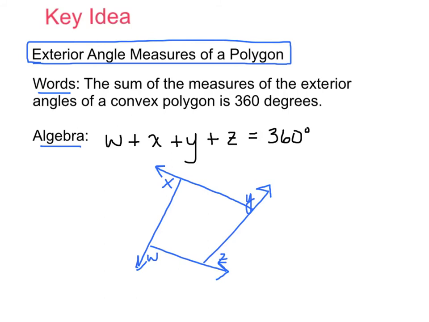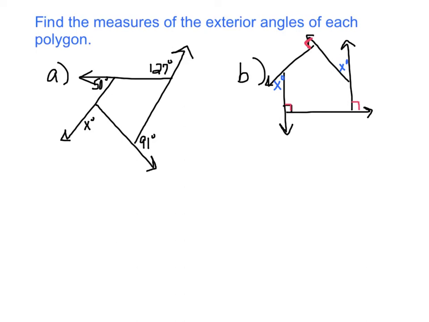So here's an example that I'm going to draw a picture for. Here we have a four-sided figure. And if we add up all of the angles on the outside, W, X, Y, and Z, it gives you 360 degrees. Our last two examples are going to be finding the measures of the exterior angles of each polygon. So all you have to do is you have to know that all angles add up to 360.